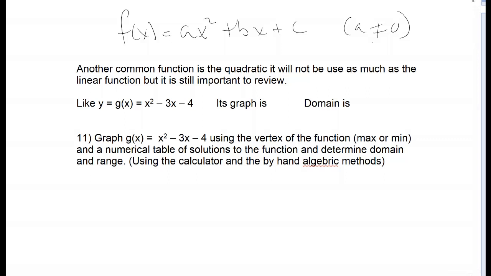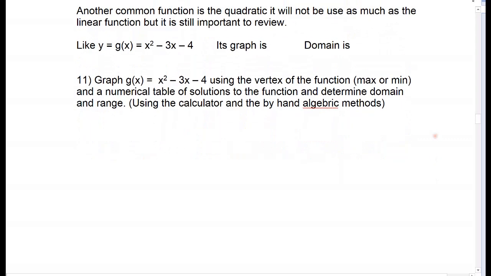So I have to have at least a square term to be a quadratic. I might have an x term, I might have a constant term, but I don't have to. In order to be a quadratic, all I have to have is that term. A simple example was my g of x function here: x squared minus 3x minus 4.